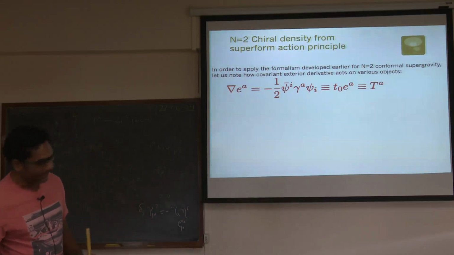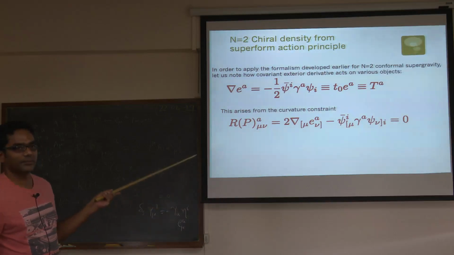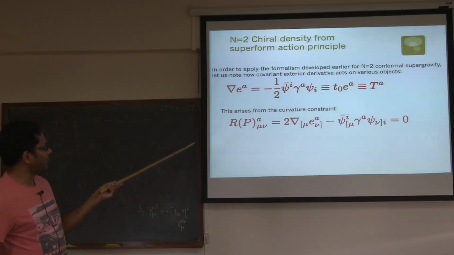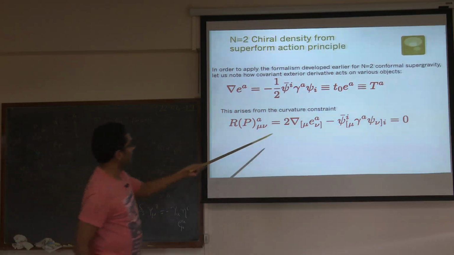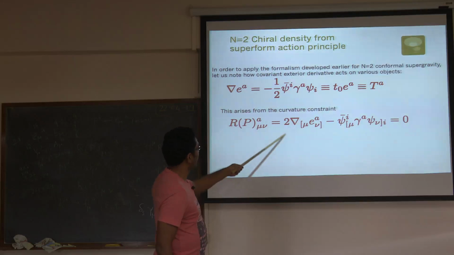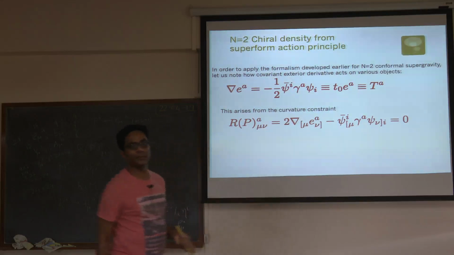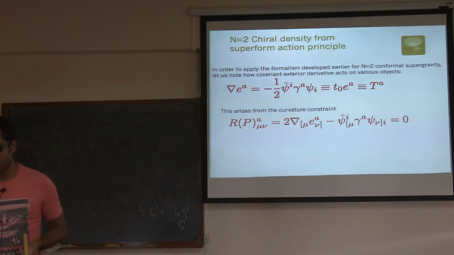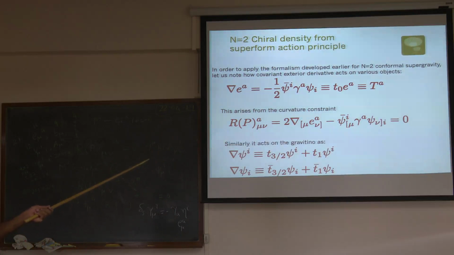Yeah. So, that is what I am saying, that the origin of this is coming from the curvature constraint. We have imposed this curvature constraint, which is R_{μν}^A = 0. From there we see that the covariant exterior derivative on E is nothing but this. That is coming from the curvature constraint. That is how the covariant exterior derivative is acting on E. Similarly, it acts on the gravitino in this fashion.